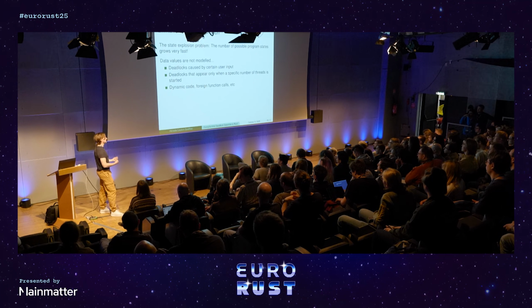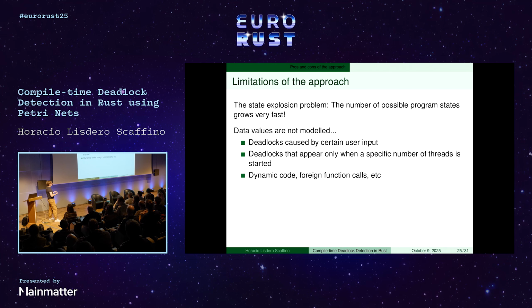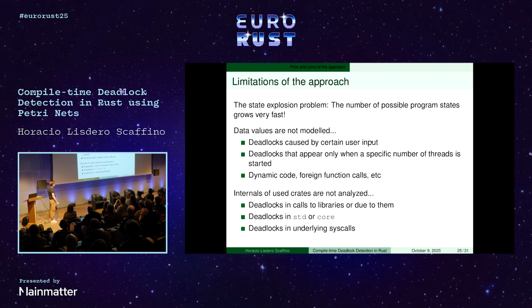But if your deadlock depends on user input, or if you are loading code dynamically or doing something special, then of course it's not going to work. And also you have the case that, yeah, you need to draw the line somewhere. You need to decide, okay, what do I translate? What do I not translate?